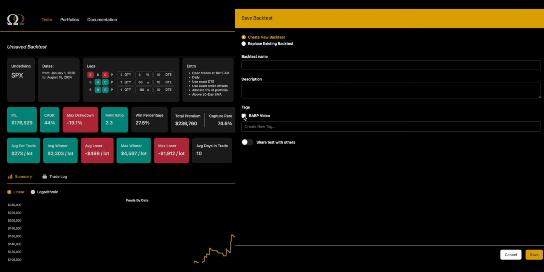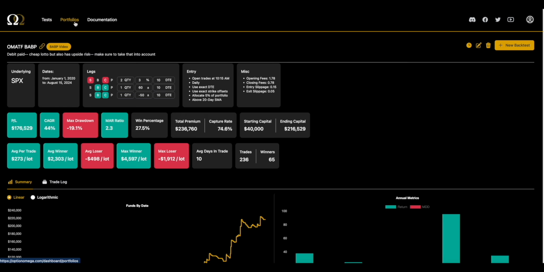So we'll call this, originally was the old man and the fly. So we'll call it the old man and the fly. And we will note debit paid, possible upside or definite upside risk. So we'll call this debit paid cheap lotto, but also has upside risk. Make sure to take that into account. And we'll add this to the portfolio. And let's just check on the portfolio after this. So we'll keep going. We'll find some more tests and see what we can see.